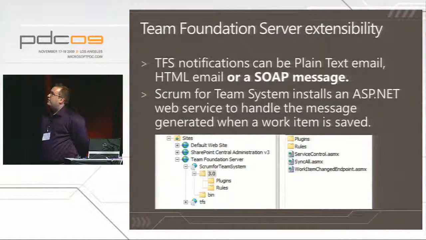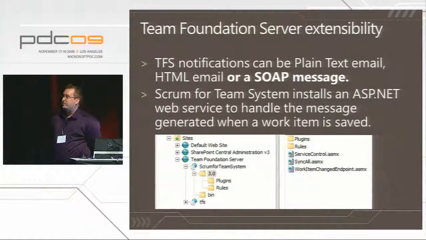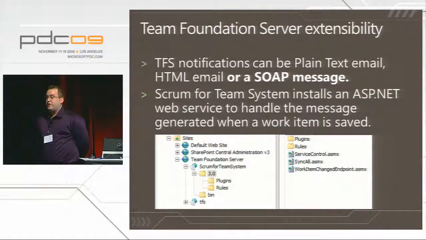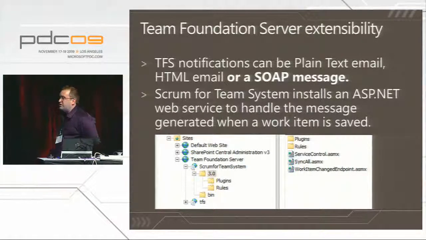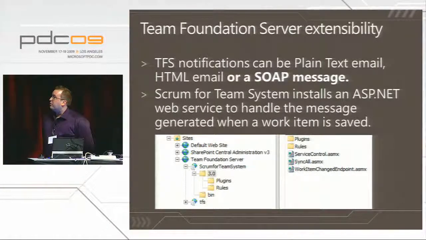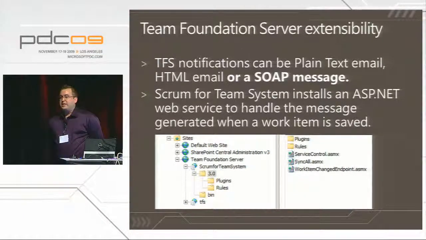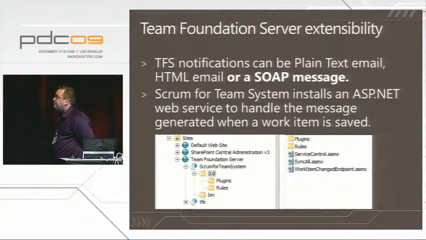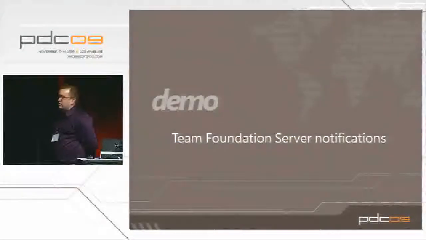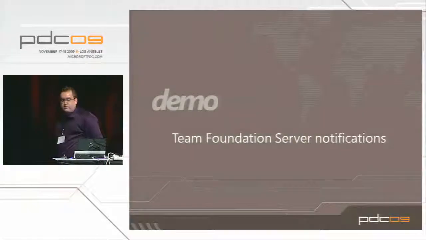So the actual mechanism that Team Foundation Server uses is a built-in notification mechanism. You can actually have not just emails sent out on a notification, but you can actually direct a SOAP message to a web service. The Scrum for Team System actually installs an ASP.NET web service to handle the message that's generated every time you save a work item. And that's installed when you install Scrum for Team System.